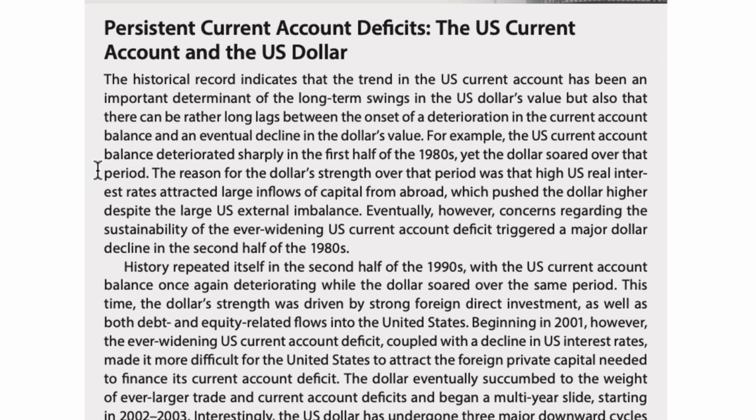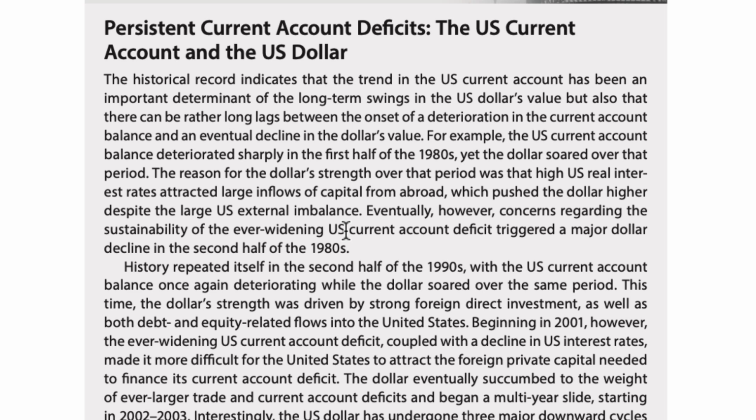The reason for the dollar's strength over that period was the high real interest rates attracted large inflows of capital from abroad, which pushed the dollar higher despite the large U.S. external imbalance. This was 1980. Reagan came in. Reagan said, we got a problem with inflation. We need this solved. Handed the Fed over to Paul Volcker. Paul Volcker said, it's going to get uncomfortable. And Reagan said, do it. Just do it. We've got to solve this problem.